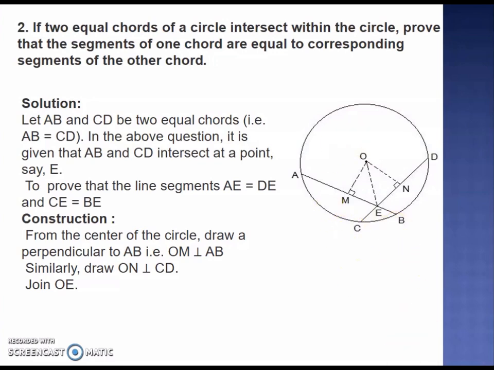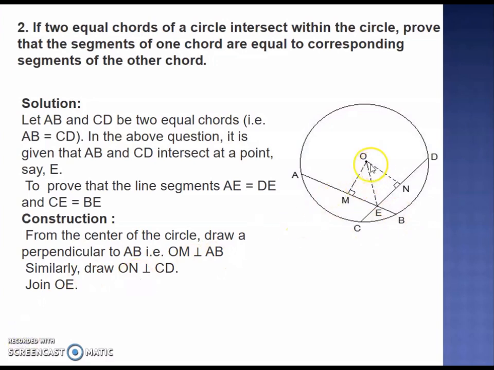That means the point of intersection lies inside the circle. So E is the point of intersection of these two chords AB and CD, and O is the center. Now we have to prove that segments of this chord are equal to each other. So which means AE and DE are equal, CE and EB are equal.